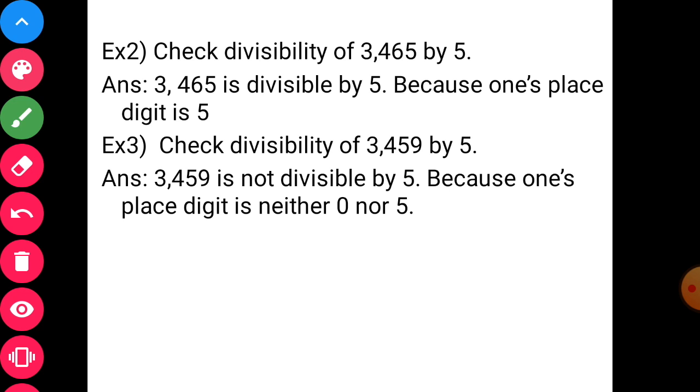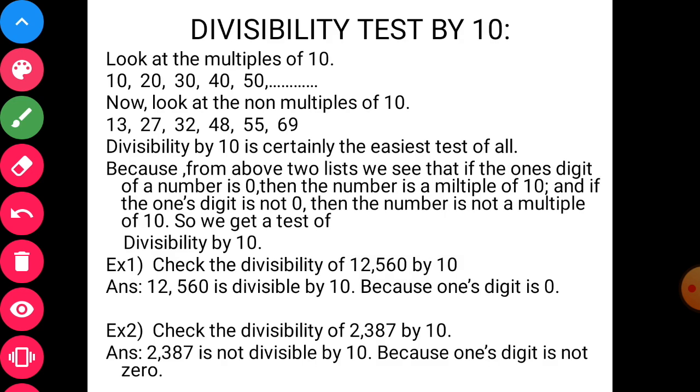Okay, next, divisibility test by 10. This is the easiest method to find the divisibility test of all. Now let us see. I have written here multiples of 10. Multiples of 10 means 10, 20, 30, 40, 50 and so on, right? Now non-multiples of 10 are 13, 27, 32, 48, 55, 69, so many. If you go on writing, so many non-multiples of 10 you will get.